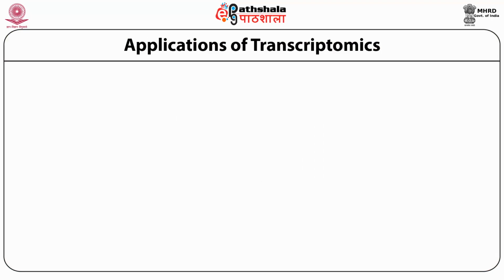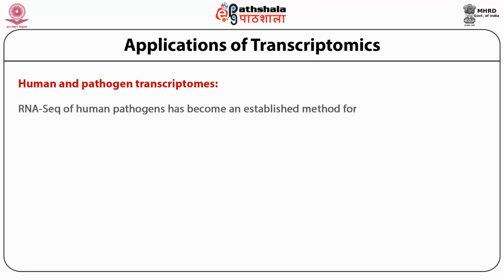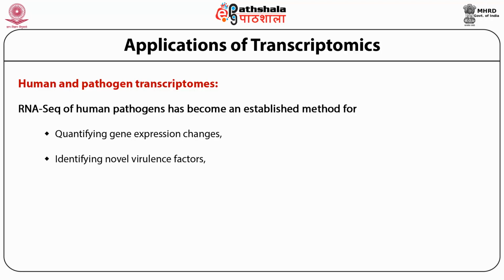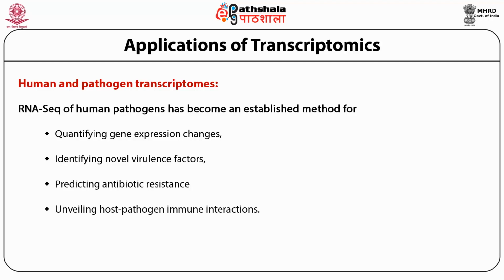Next, human and pathogen transcriptomes. RNA sequencing of human pathogens has become an established method for quantifying gene expression changes. It also involves identification of novel virulence factors, predicting antibiotic resistance, and unveiling host-pathogen immune interactions.